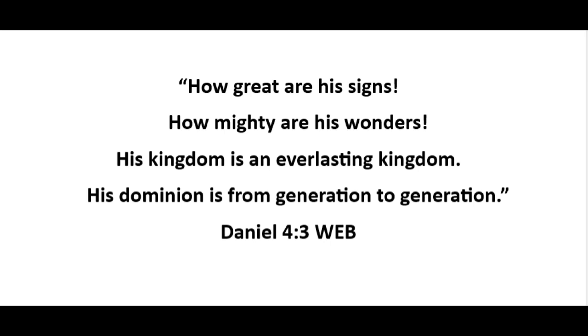The plot against Daniel, last chapter. It pleases Darius to set over the kingdom 120 local governors who should be throughout the whole kingdom, and over them three presidents, of whom Daniel was one, that these local governors might give account to them, and that the king should suffer no loss. Then this Daniel was distinguished above the presidents and the local governors, because an excellent spirit was in him.